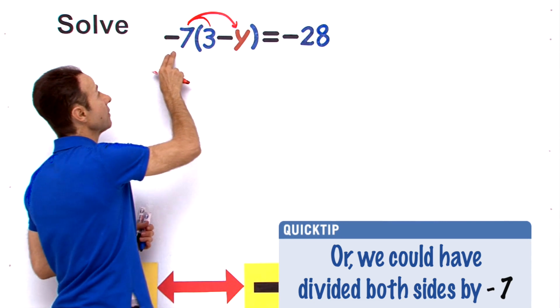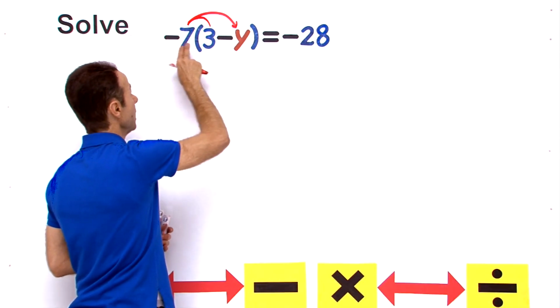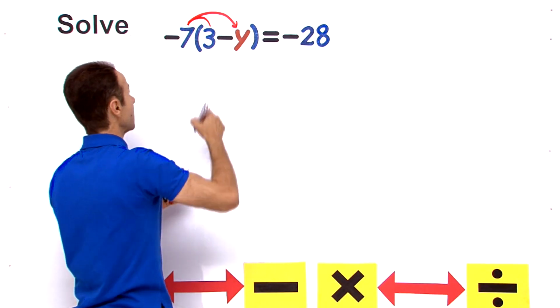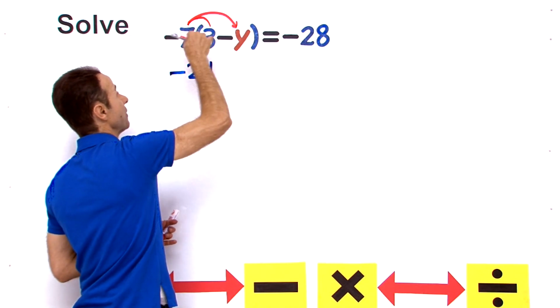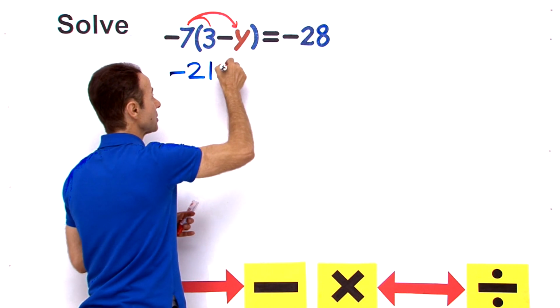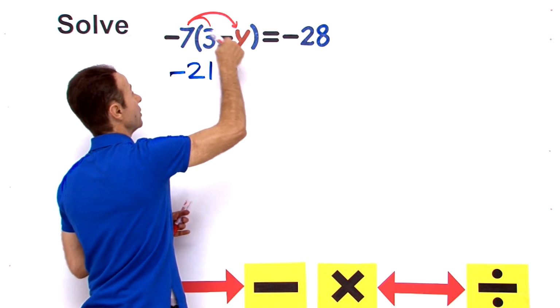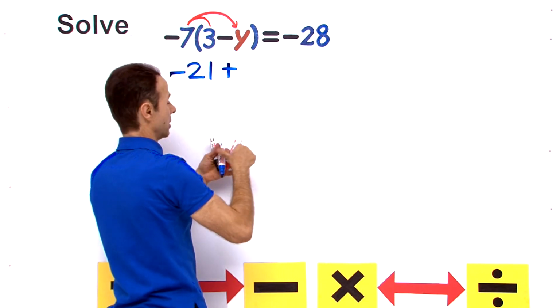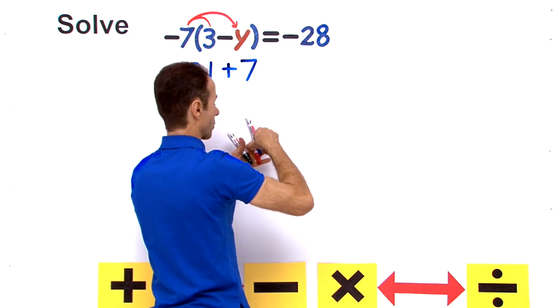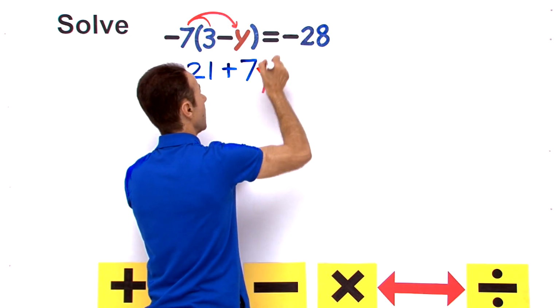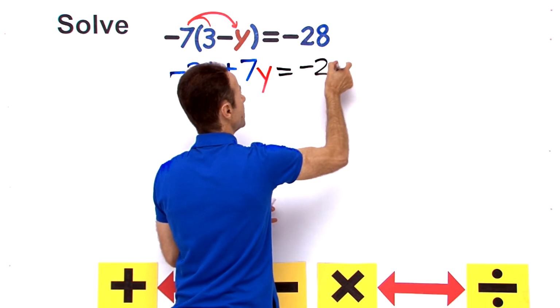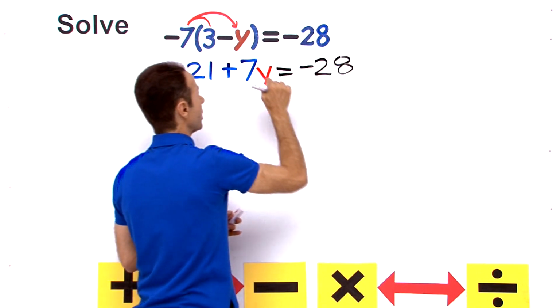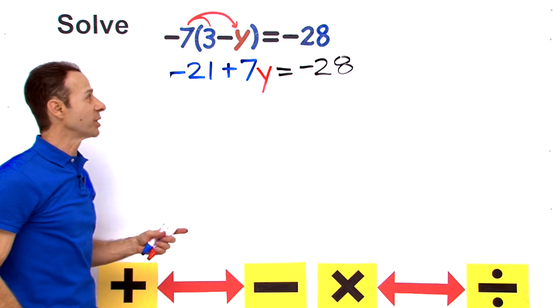So for now, -7 times +3, -7 times 3 is going to give us -21. Now -7 times -y, that's going to be a plus what? 7y. It's going to be plus 7y. And that equals -28.